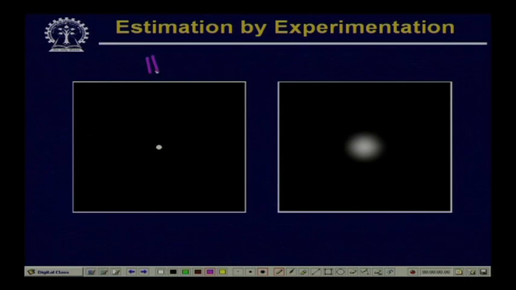The leftmost image is the simulated impulse. Here you find that at the center we have a bright spot of light. Of course, this spot is shown in a magnified form. In reality this spot will be even smaller than this. On the right hand side, the image that you have got is the image captured by the camera when this impulse falls on the camera lens. So, this is my simulated impulse, and this is my impulse response.